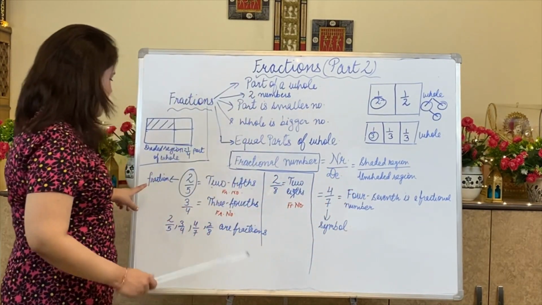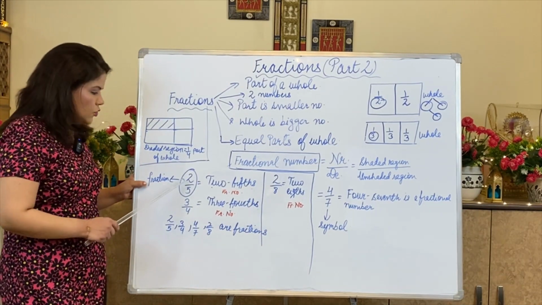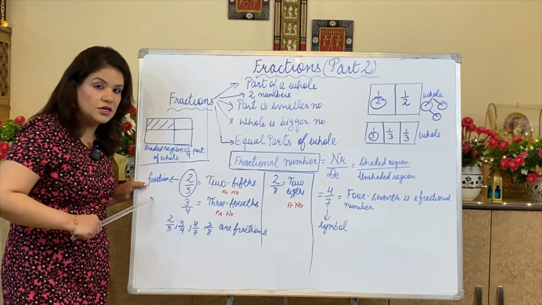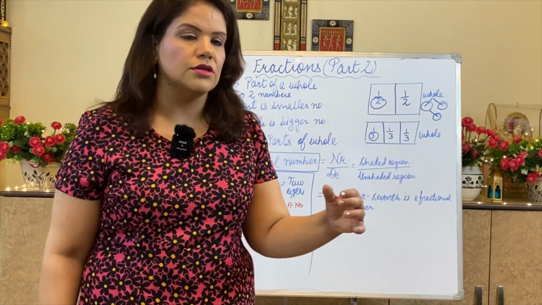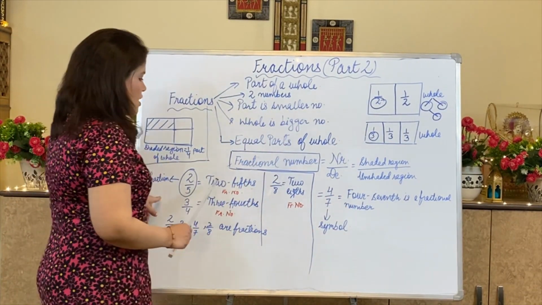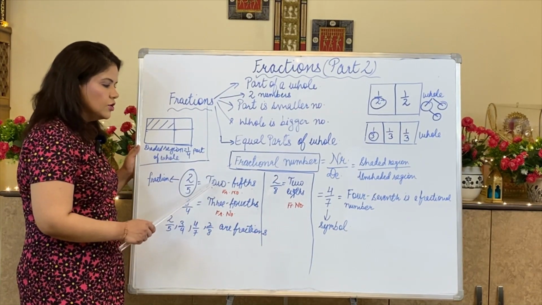Same way, if I am writing 2 by 5, 2 by 5 is a fraction. It is not a fractional number. It is a symbol of a fraction. If I have to write this as a fractional number, I will write 2/5.